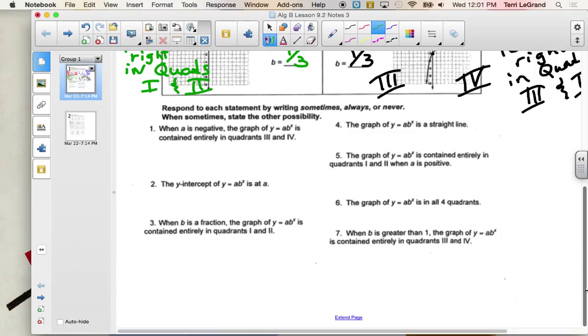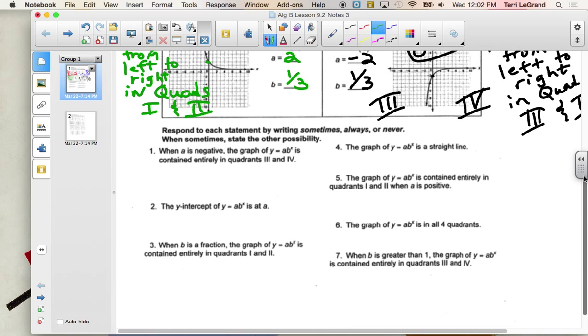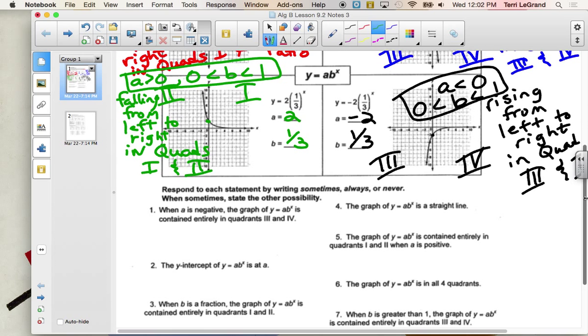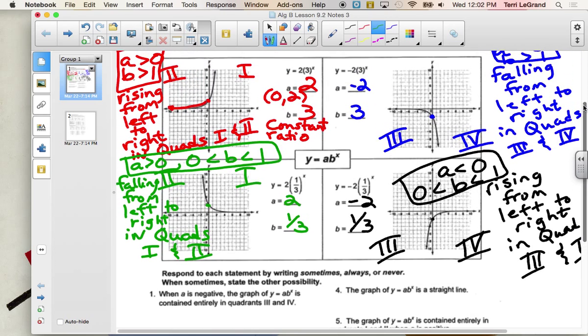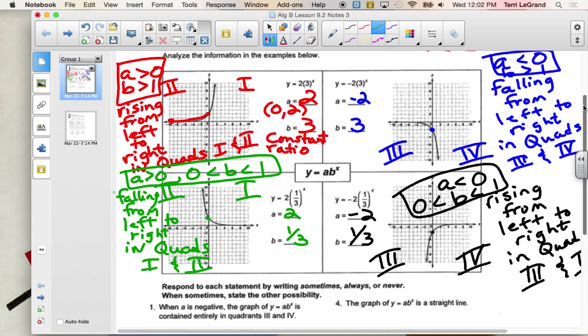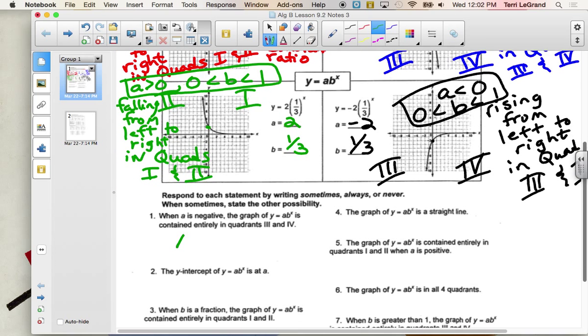Always. When A is negative, the graph is contained entirely in quadrants 3 and 4. Always? Well, let's look at our ones where A was negative. A was negative in the blue one on mine. Is it in quadrants 3 and 4? Yes. Okay. In this one, A was negative again. Is it in quadrants 3 and 4? Yes. Okay, so we're going to say always. According to what we discovered up above, we can say that is always.